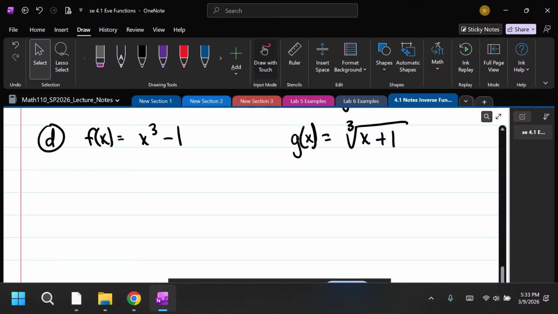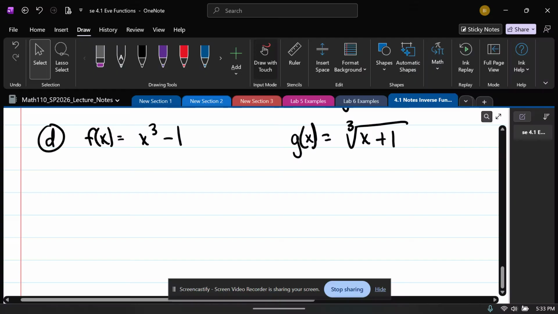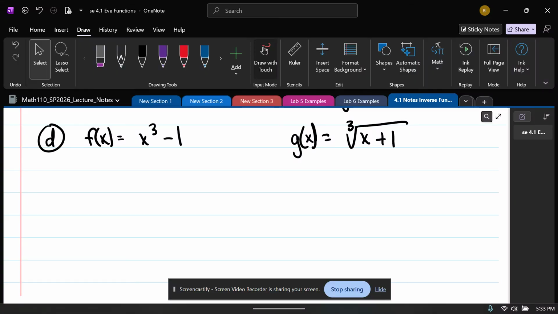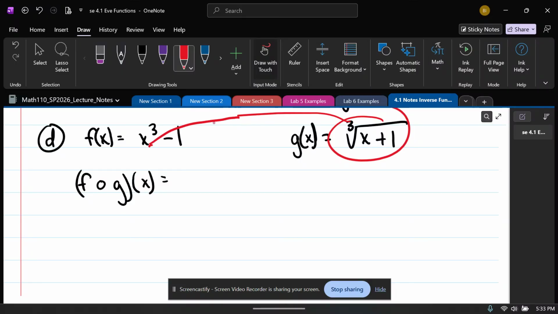So if I get something when I do my composition that's not x, I probably made a mistake. So I'm going to do the composition, just in one direction here to show it. I'm going to do f composed with g. So I'm taking the g of x function and putting it in for x. I've got the cube root of x plus 1, and I'm cubing that because that's what f was doing, and then subtracting 1. Anytime you cube a cube root, it just cancels out, and that's going to leave us x plus 1 and then minus 1.